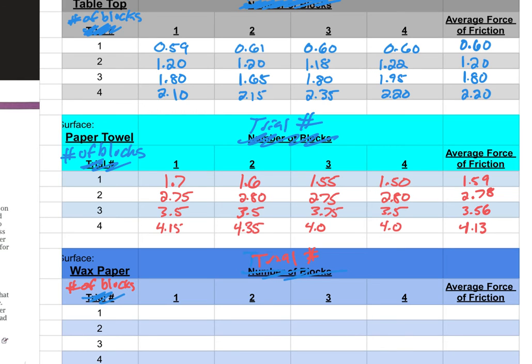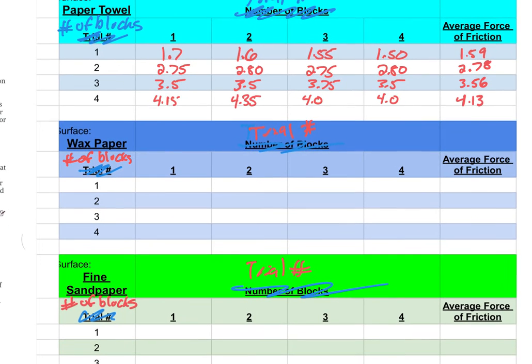So again, notice what happens to the force of friction here as you increase the mass. This is the one for the tabletop, and then this is the one for the paper towel. So notice what happens as you increase your mass. All right, so wax paper.